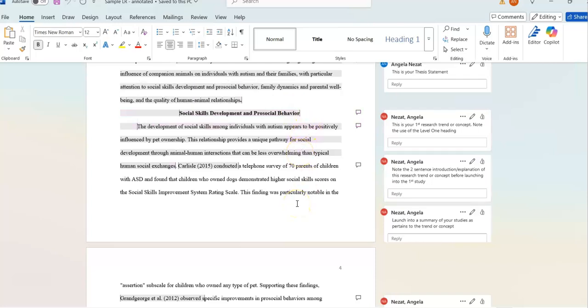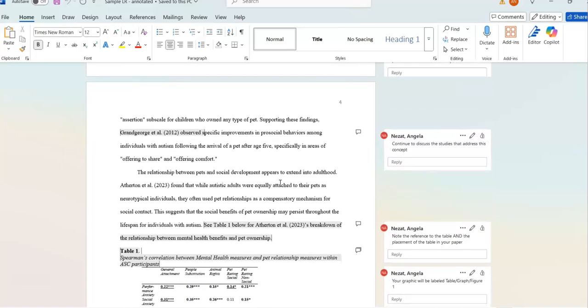You don't need to give lots and lots of data, because your job is to just present the overview. Your job is not to convince me of something. You're showing me the relationship. You're saying, hey, look, these two studies had a similar way of dealing with social skills development and pro-social behavior for people with autism spectrum disorder who own pets.